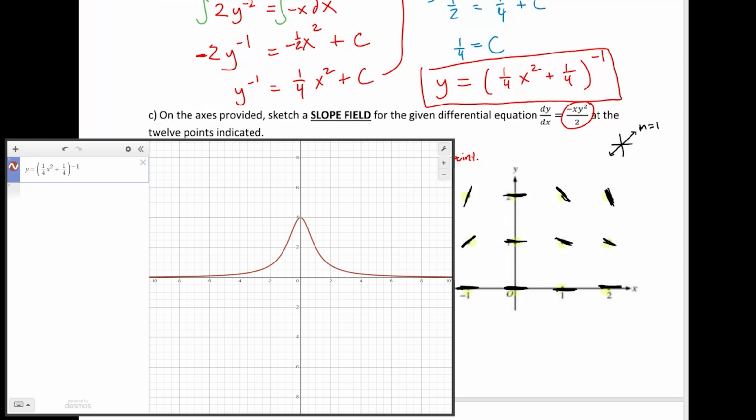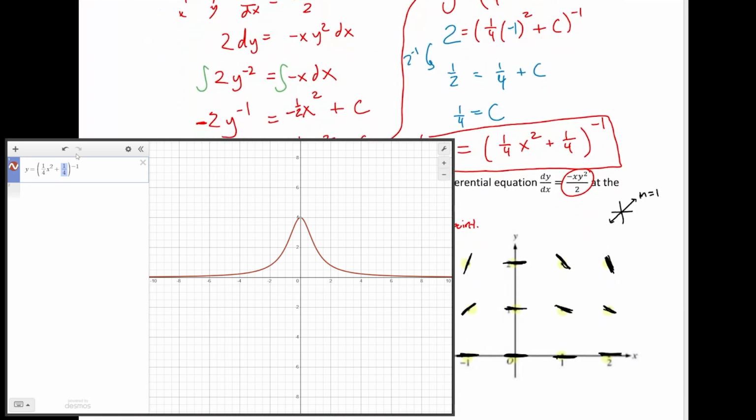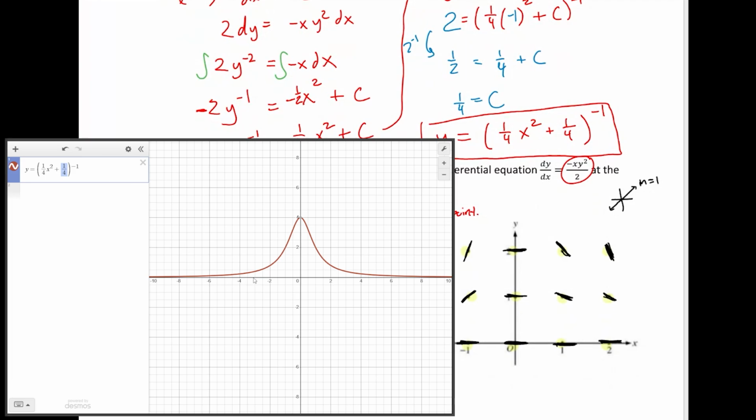But that 1/4 right here was what our particular solution was for that situation where we had that point. Let me see, what was that again? -1, 2. And we can see -1, 2 is on this curve. That's how we set that up, right? We were given that -1, 2 was on the curve, and that's what allowed us to find the c. But let's just say it was any c. It wasn't 1/4, it was just plus some constant.